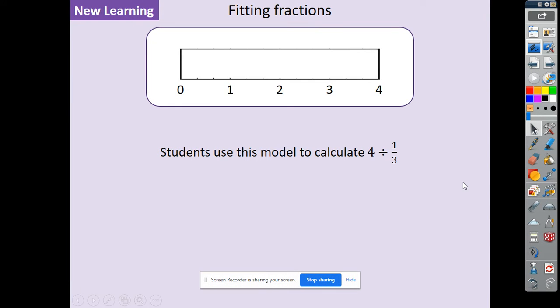We're going to have a look at division with fractions today. We're going to use a slightly different model. So we're given the calculation 4 divided by a third.